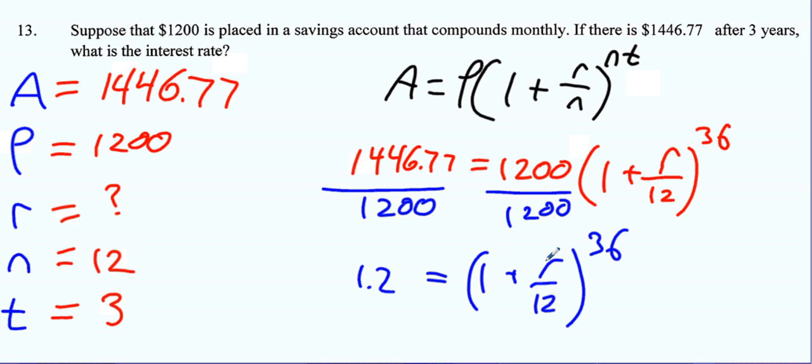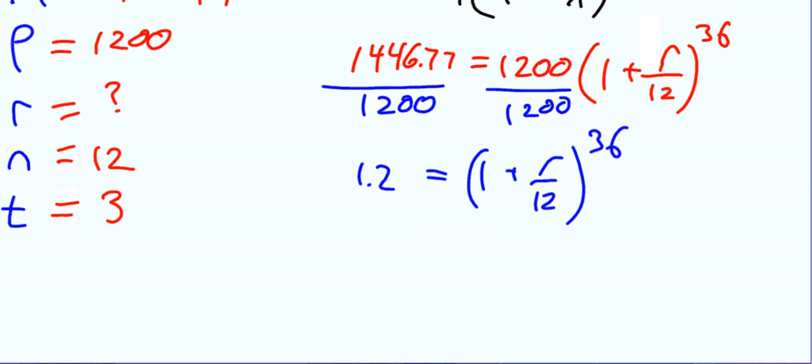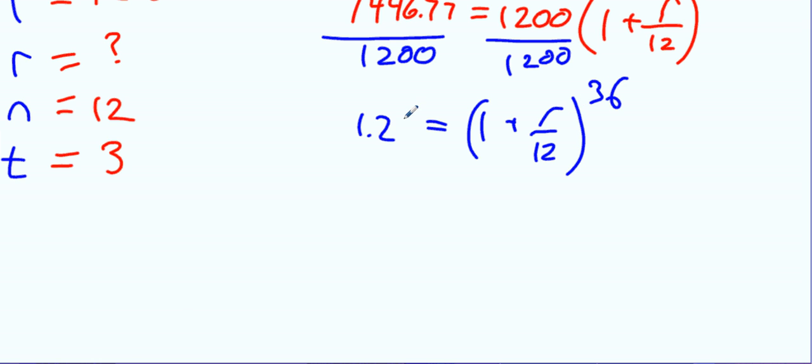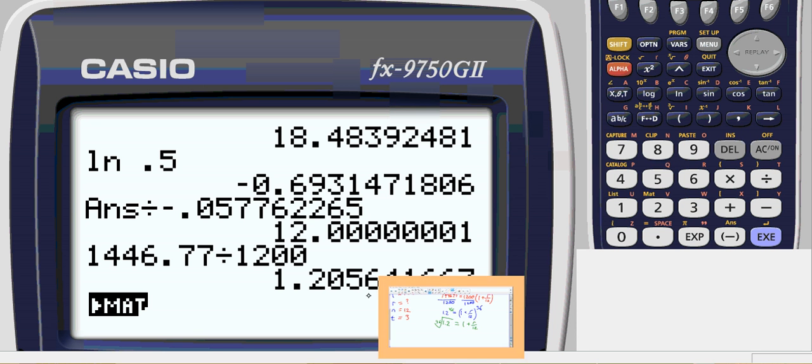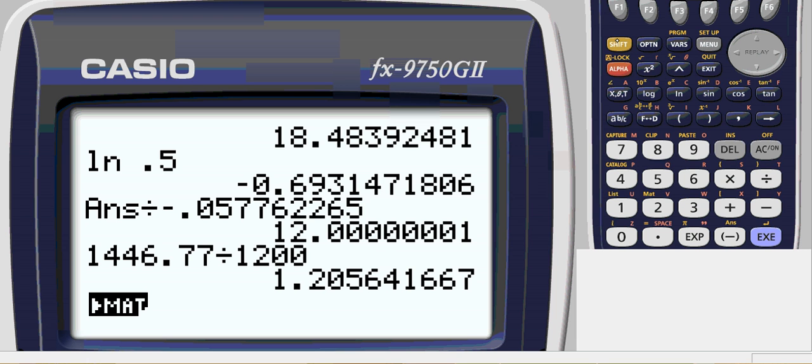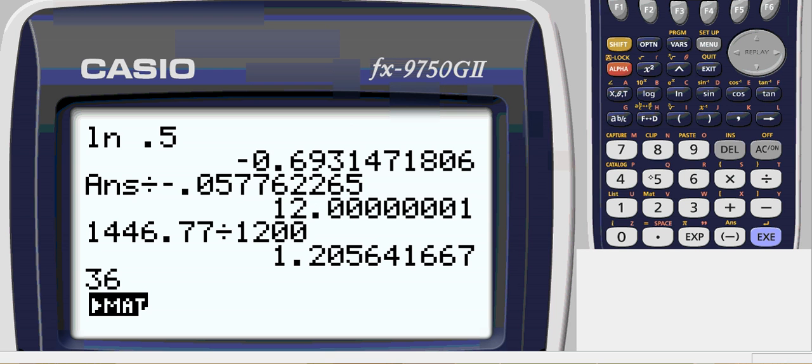Now we're trying to solve for R, which means we need to first get rid of this exponent, and then we'll subtract 1. To get rid of that exponent, you flip it and do it to the other side. So it'd be the 1/36, or you could just say the 36th root. So there's our 1.2 number. We're going to do the 36th root of that. So the little x root on the calculator, type 36 so we can get the 36th root.